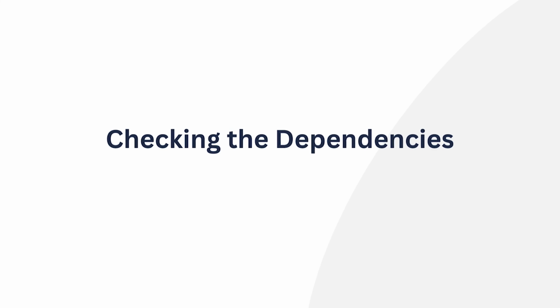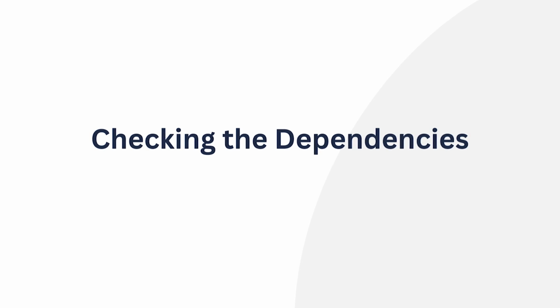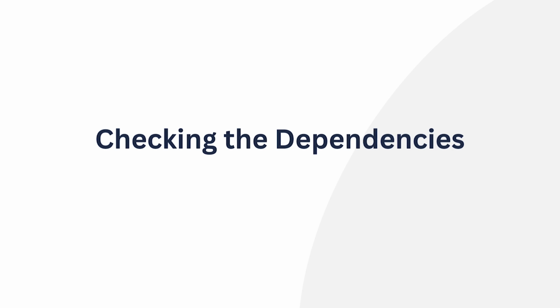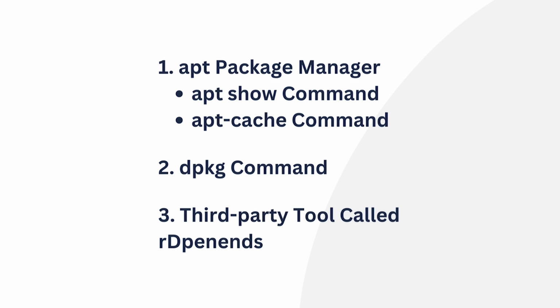Sometimes checking the dependencies of a software package becomes the first step of installing the software. You can use 3 different methods to check dependencies in Ubuntu. These are the apt package manager through the apt show command and apt-cache command, then the dpkg command, and finally a third-party tool called apt-rdepends.